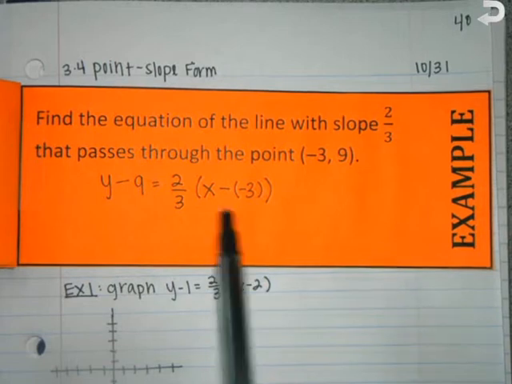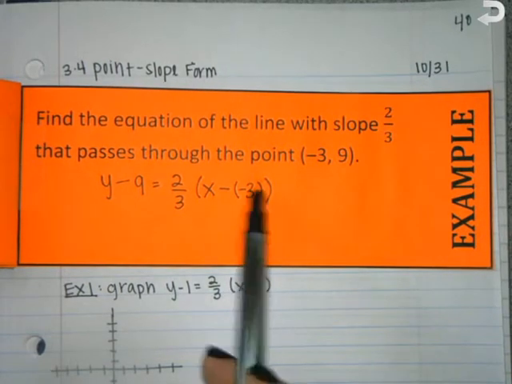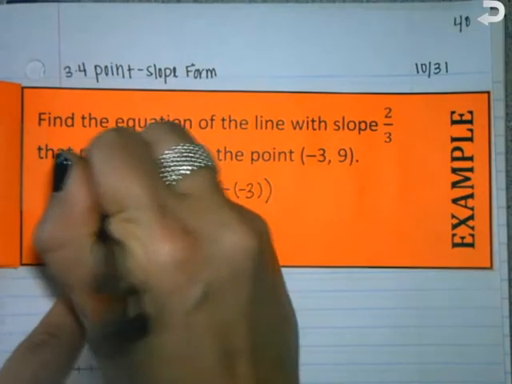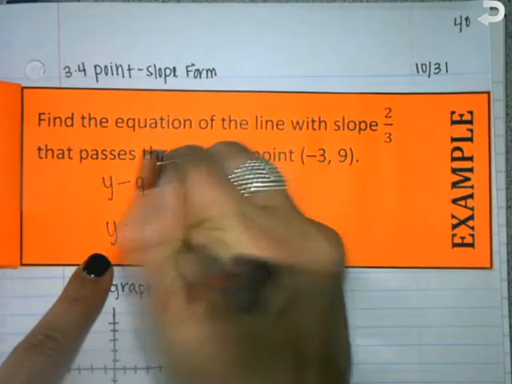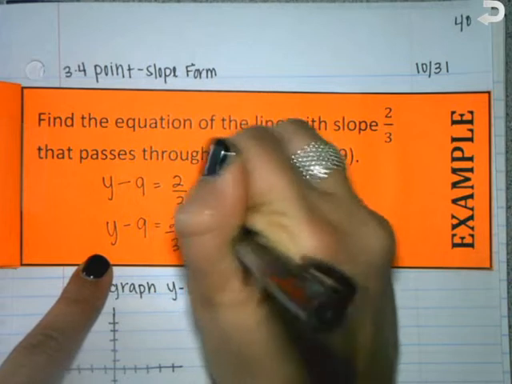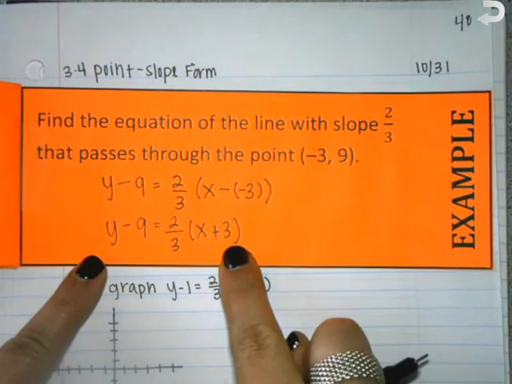I don't like the way this looks, guys. How can we write this so it's more simplified? Y minus 9 equals 2/3 times x plus 3. And that's your point-slope form. So you're done.